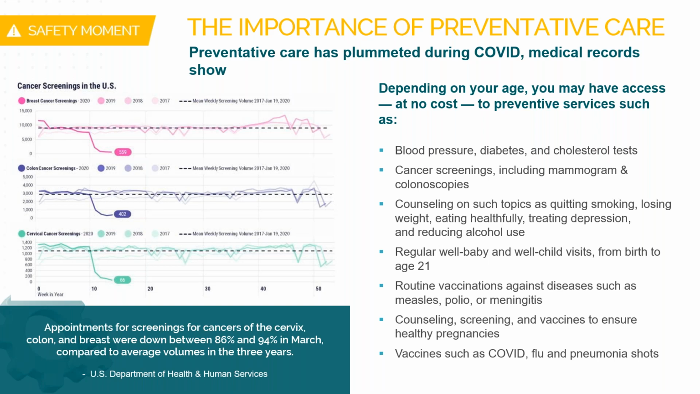So first up, let's do a safety moment. This is on the importance of preventative care. As we start a new year, it's always important to understand that going to the doctor is essential to your health. During the last couple of years, during COVID, preventative care has actually gone down, so it's important to keep going to your routine appointments. Depending on your age, you may have access to services like blood pressure, diabetes, and cholesterol tests, cancer screenings, and much more. If you have children, make sure you're attending well baby and well child visits up until they're the age of 21. And lastly, always make sure you're getting your routine vaccinations against the common diseases like measles, polio, or meningitis, and always stay up to date on your COVID vaccine too.